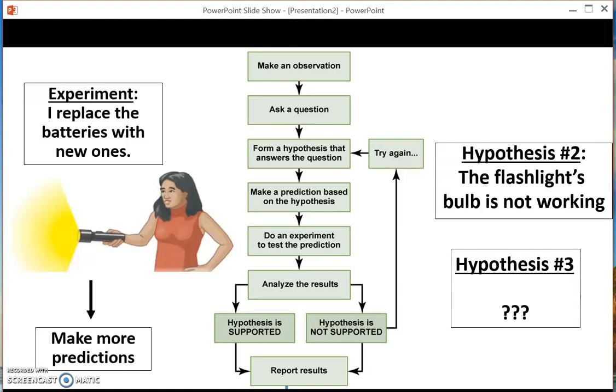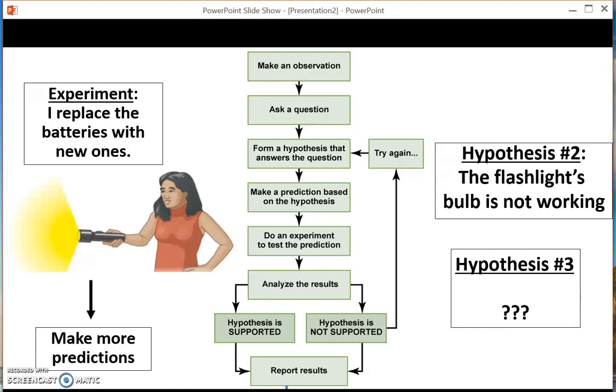So what do you do? You try again. You come up with another hypothesis. Here, okay, the batteries aren't the problem. Well, what else could be wrong with my flashlight? And I came up with one right there. The flashlight's bulb is not working. And what do you do with it? Now you've got a new hypothesis, and you run it through this series of steps here.